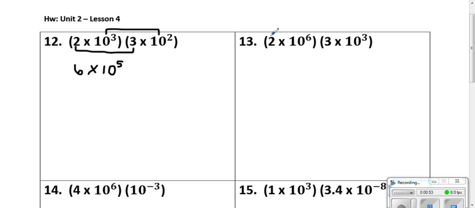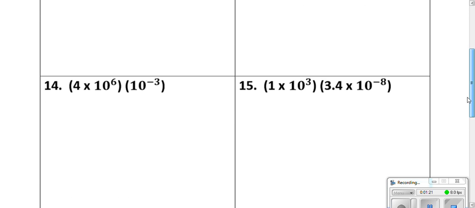The second one, basically the 13th one, is like the 12th. Again, 2 times 3 is 6. And then 10 to the 6th times 10 to the 3rd, you keep the base when you're multiplying, and you add those exponents. 6 plus 3 is 9. Very easy.